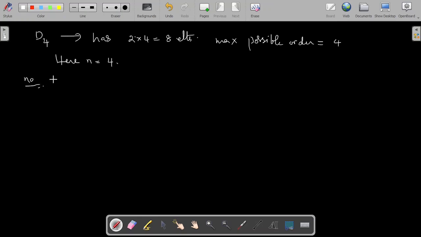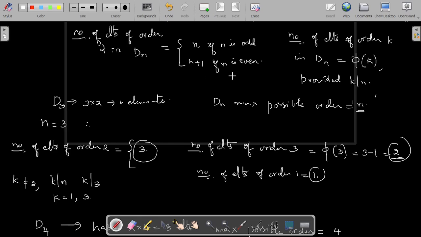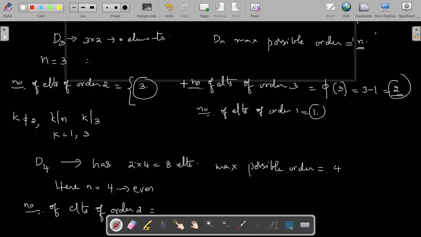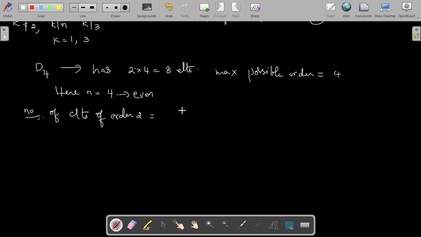There always exist elements of order 2 in any dihedral group, because it has 2n elements. The order of any element divides the order of the group, so 2 always divides 2n, therefore this is compulsory. Number of elements of order 2 is equal to, what is the value of n? n equals 4, this is even. So as per your formula, when n is even, n plus 1 elements of order 2 would be there in that group. So it is n plus 1, 4 plus 1 means 5 elements are there.